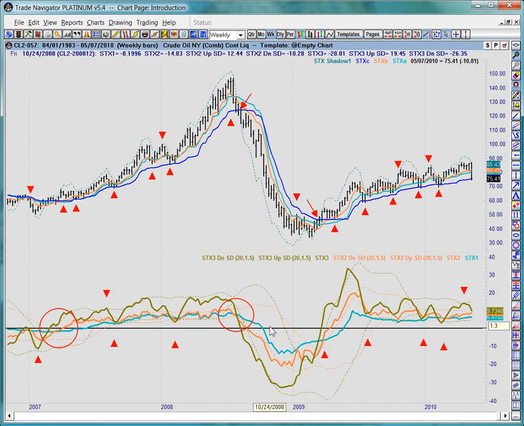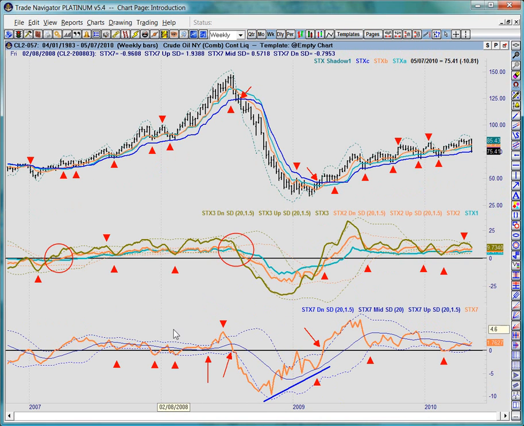All right, that's a brief understanding of the functionality of the component 4 line. Now let's look at the remaining STX-based oscillator, that is the STX number 7. Okay, in this bottom subgraph here, or pane in Trade Navigator as it's known, I've included the STX7, and by the way, I've simply left the triple STX on price as well as the component 4 line above so that we can see the interactions of those.